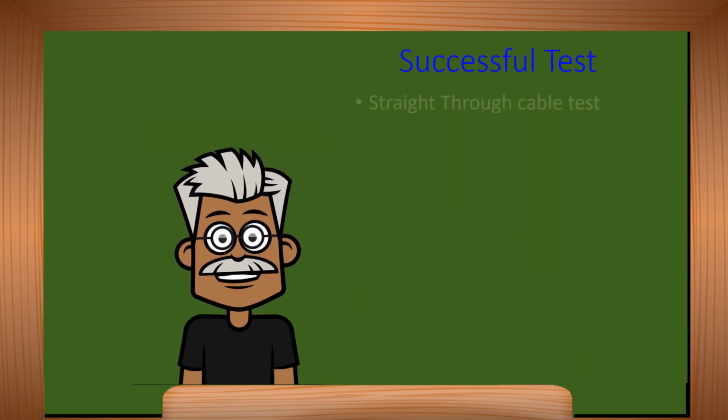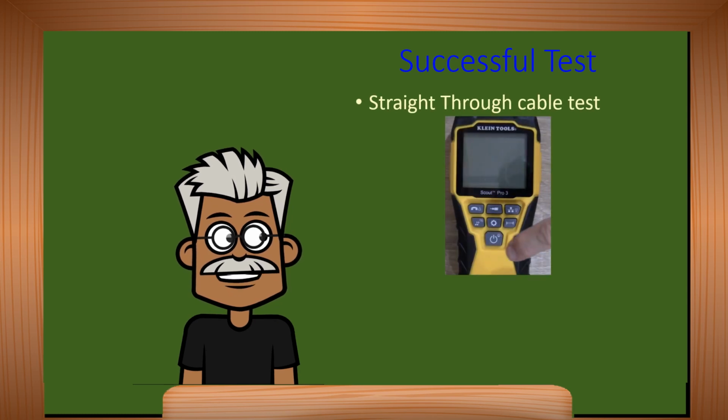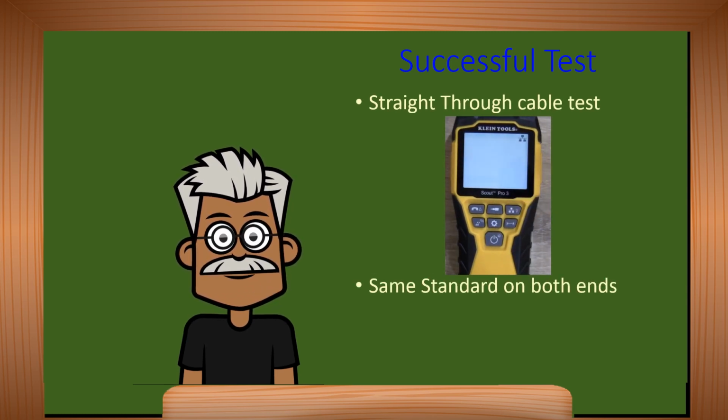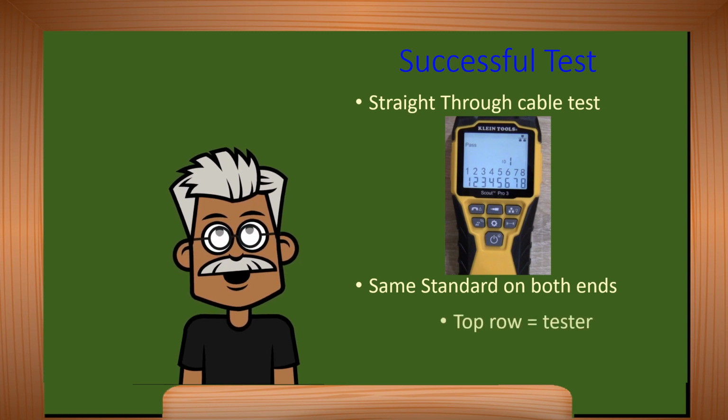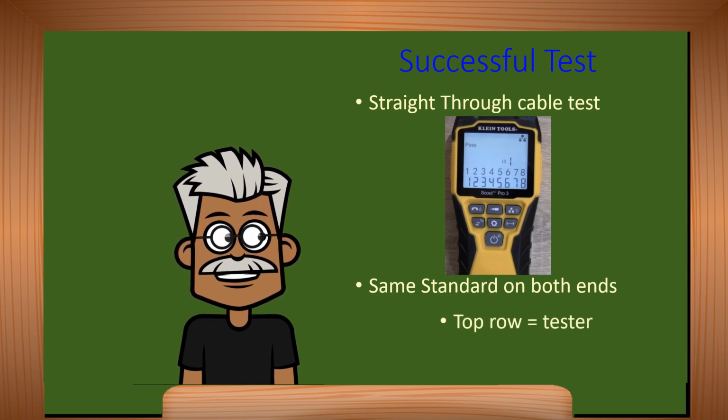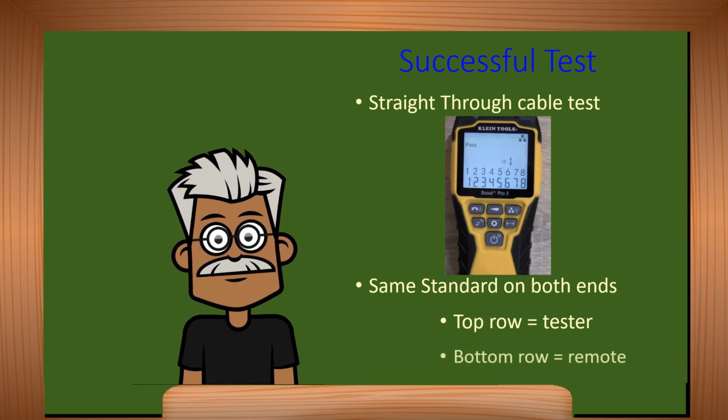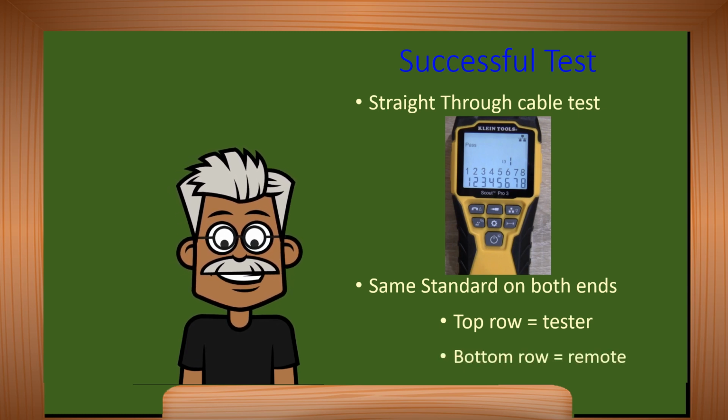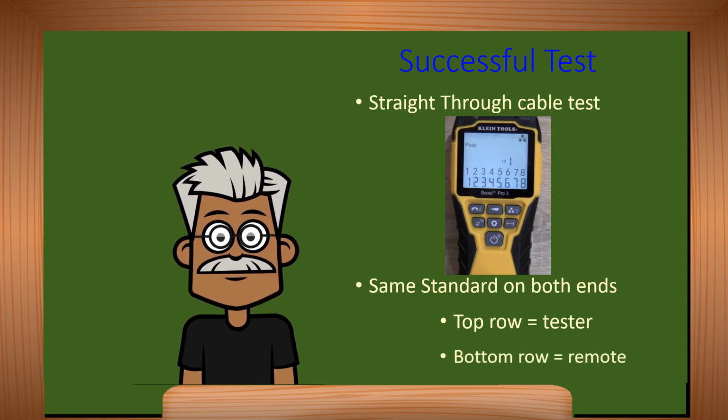Let's examine the straight-through cable test again. On a straight-through cable, the same standard is used on both ends. That means the wires are in the same position on both ends. The wire in position 1 on the tester side, the top row of numbers, is in position 1 on the remote side, the bottom row of numbers. The same goes for wires 2, 3, 4, and so on.